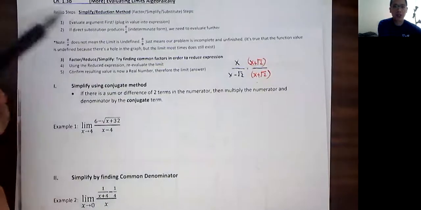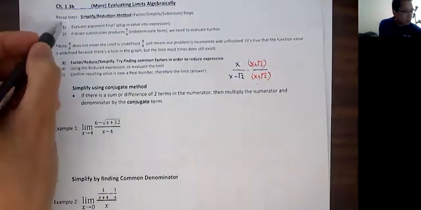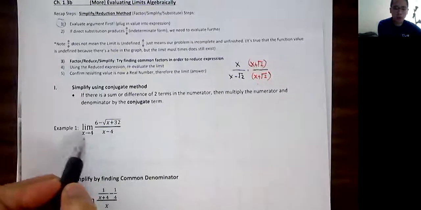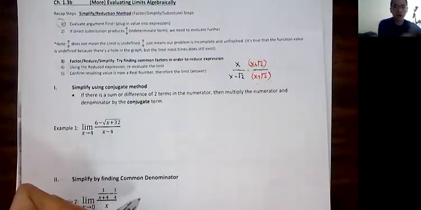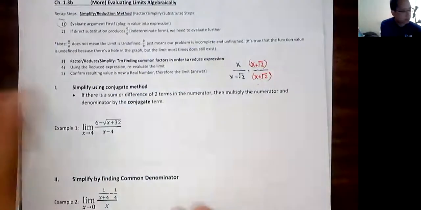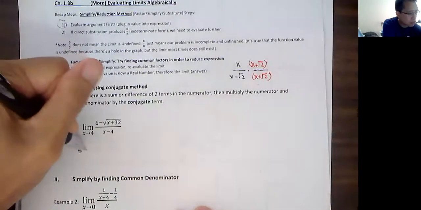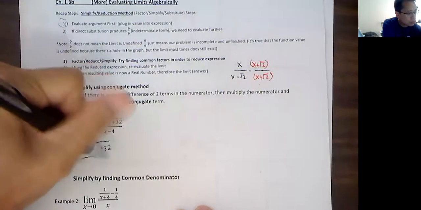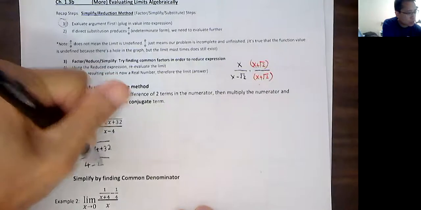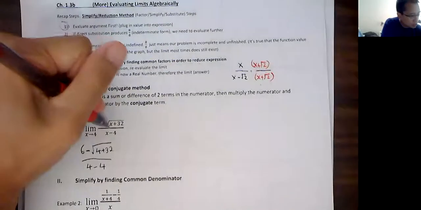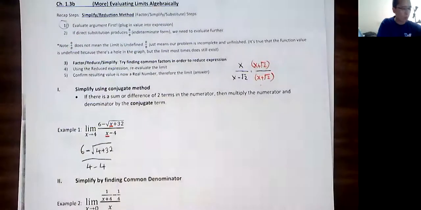But first things first, we're always going to be evaluating our argument. So we're going to plug in the 4, and let's just see where we are before we jump too far into our steps. So first thing we do is we plug in the 4. We get 6 minus radical 4 plus 32 all over 4 minus 4. I'm just replacing the x's with 4's. And let's see what we get in return.